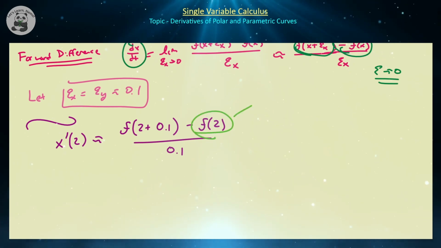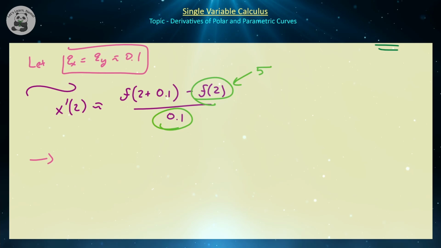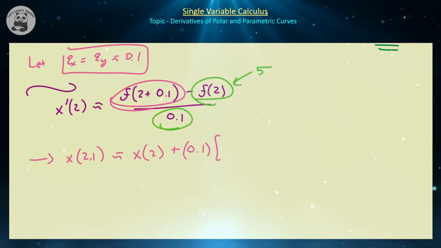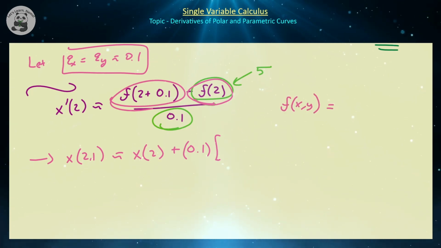This was given to us to be equal to 5 because that's where x is at that particular point. And this is going to be our time step. So using this piece of information, we can say that this particular value, which is just going to be x of 2.1, will be approximately equal to x of 2 plus 0.1 times our function at the present point, which is just this f of 2. So keep in mind, f of x, y is just going to be equal to 5x minus 2y squared, right?